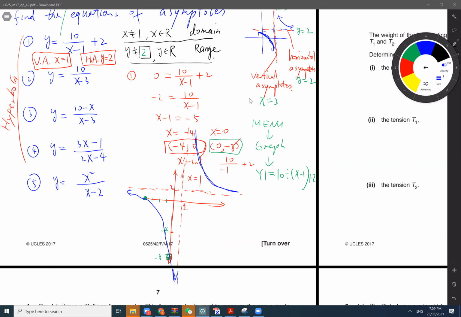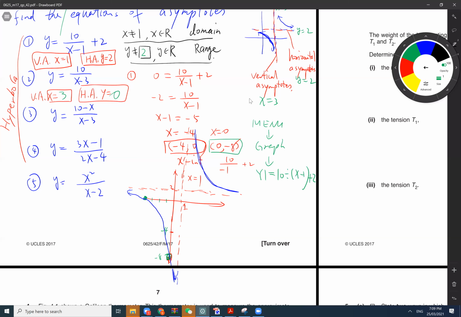Yep, -8. Okay, that's the first one. How about the second one? What's the vertical asymptote? We need the x equals. Horizontal asymptote, y equals. Yeah, what's this one? Charlotte, x equals? Good. Y equals? 0. Excellent.